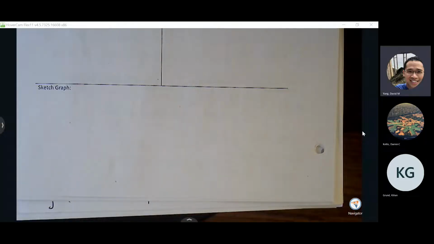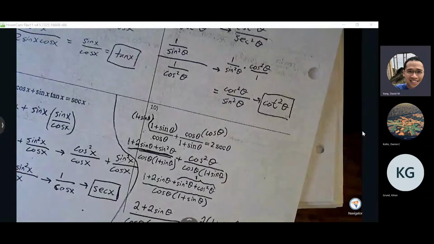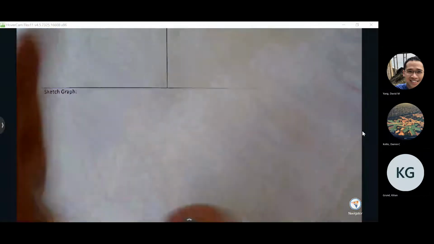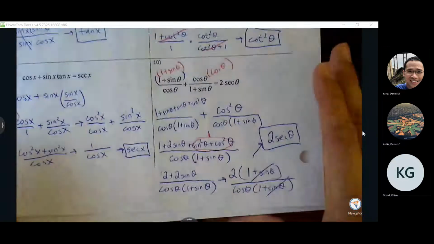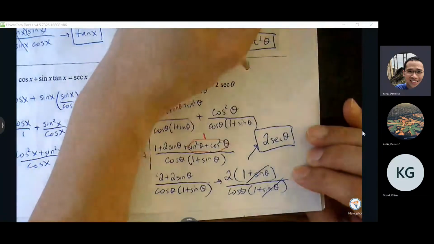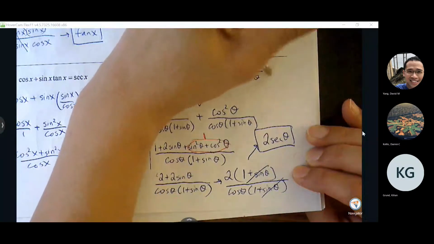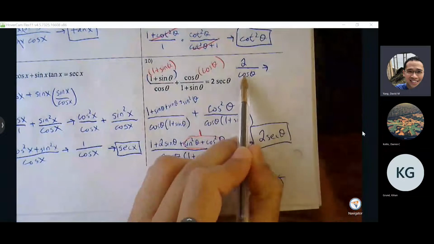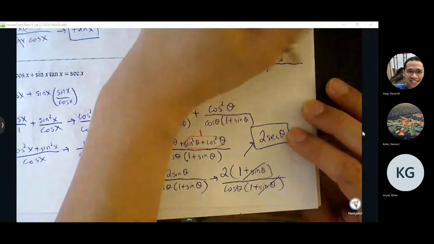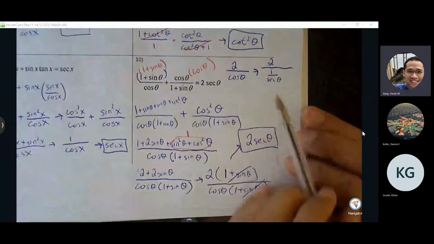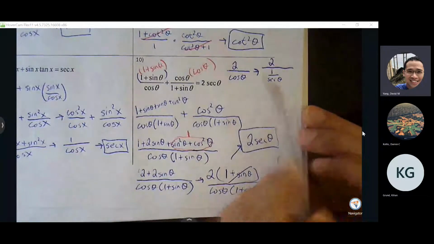The 2 over cosine theta is... Yes, and the reason why is because of this. I can break it down a little more. So 2 over cosine. You can think of cosine as 1 over secant. If you write it this way, you can think of it as multiplied by the reciprocal.